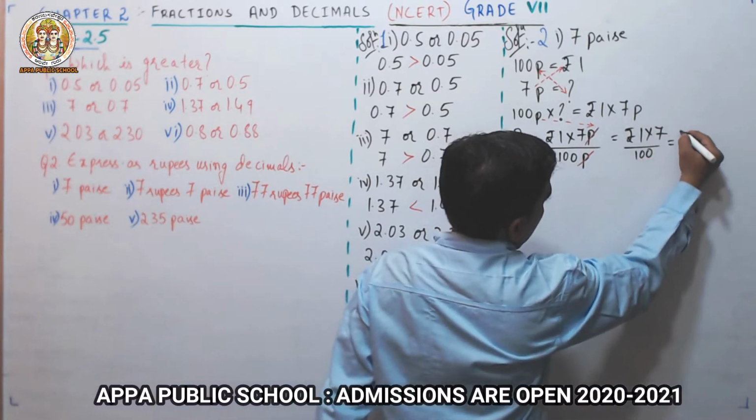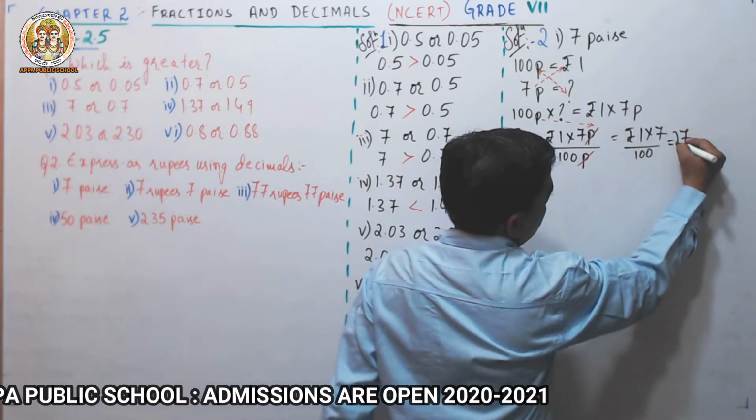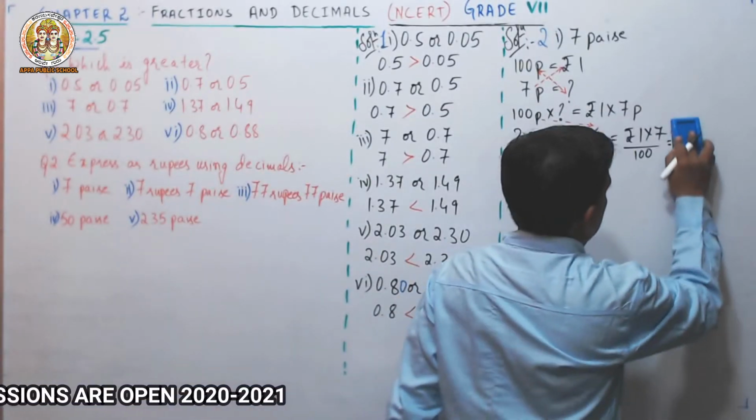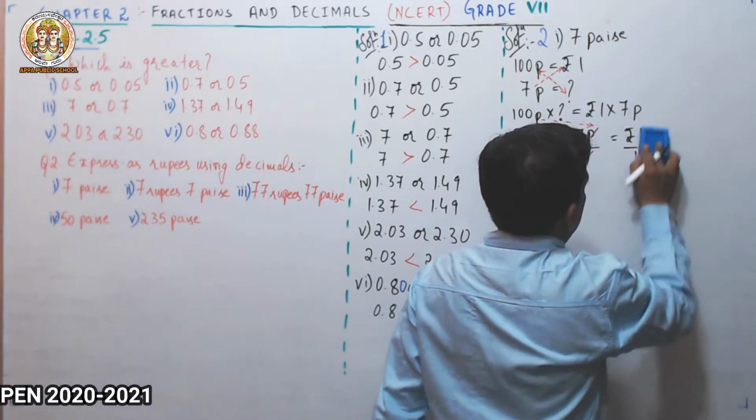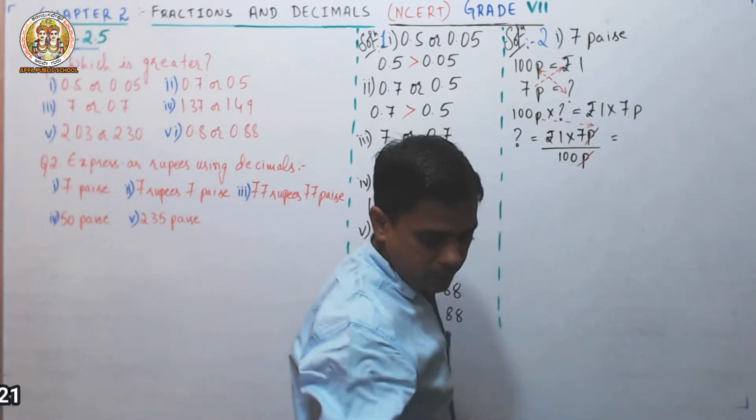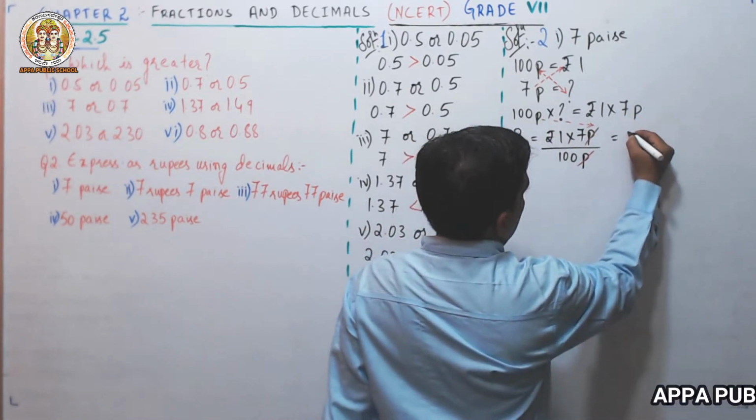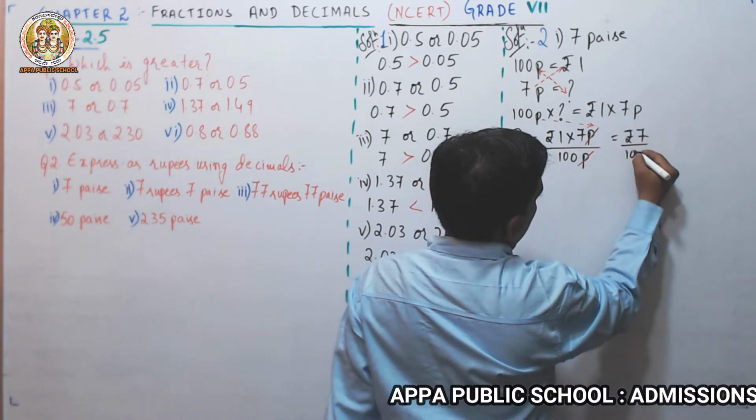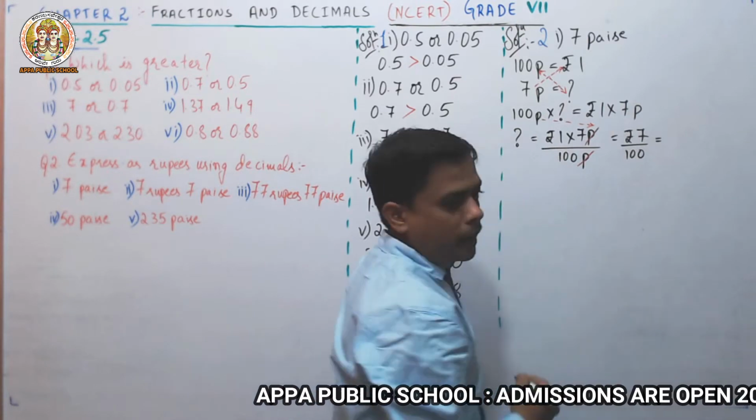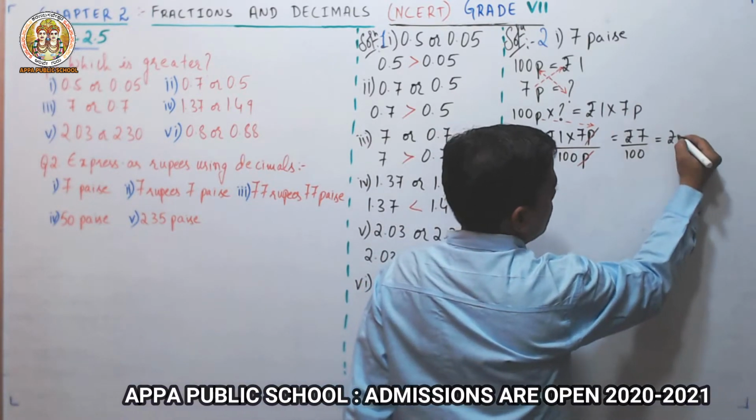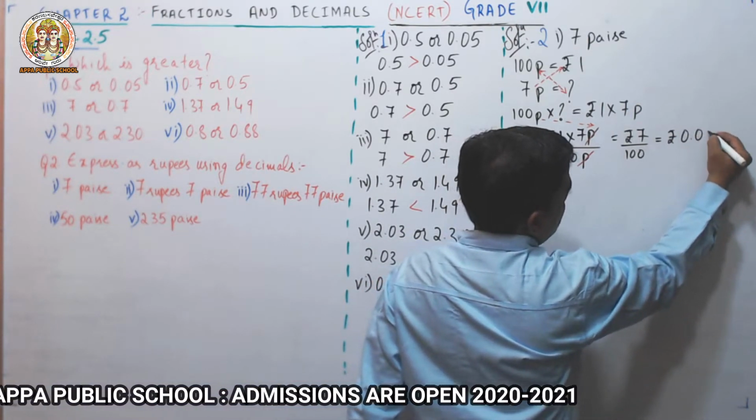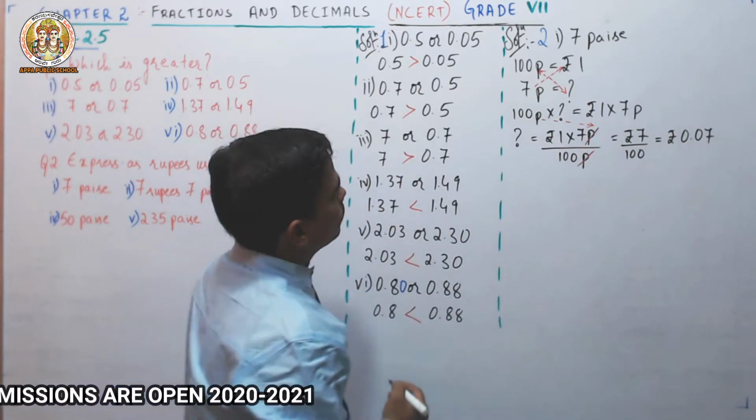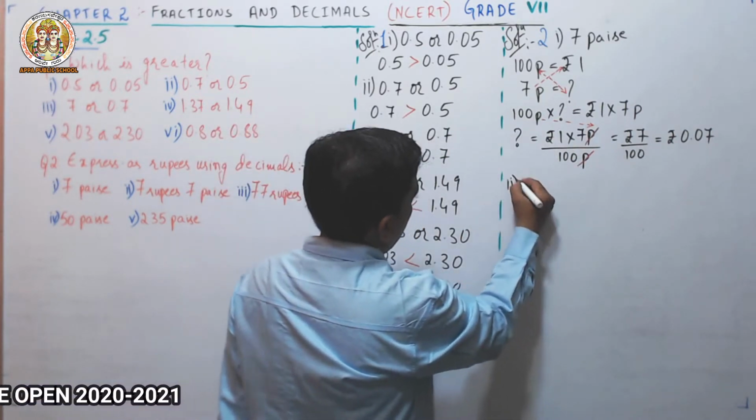That is equal to how much it will be? 7 rupee, 7 divided by 100. So directly I will write here, one step I will eliminate: rupee 7 divided by 100. That is equal to 7 divided by 100 is rupees 0.07. 0.07.